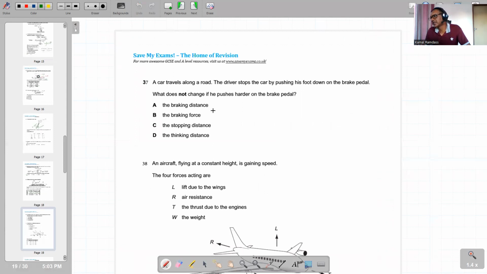A car travels along a road. The driver stops the car by pushing his foot down on the brake pedal. What does not change if he pushes harder on the brake pedal? Harder. Et the braking distance, the braking force, the stopping distance, the sinking distance. Et tout ça là pour diminuer, parce que nous pouvons push harder, ça veut dire more braking force, ça veut dire less braking distance, less stopping distance, et only the thinking distance, ça veut dire the reaction time, pas changé.